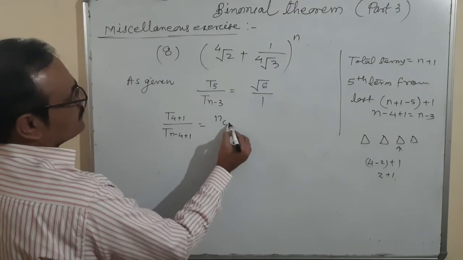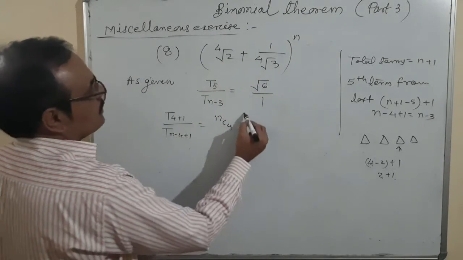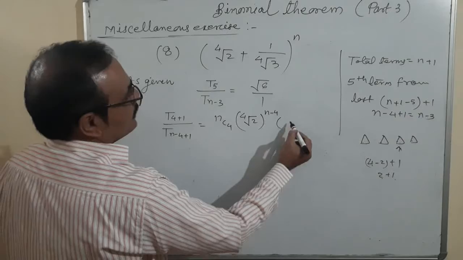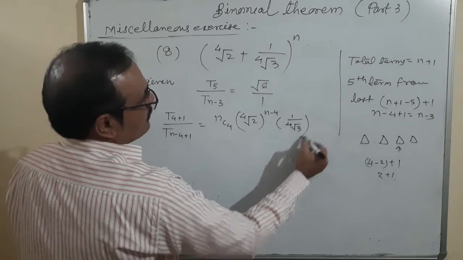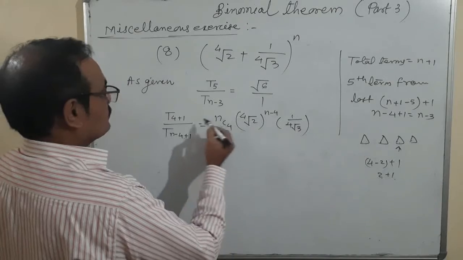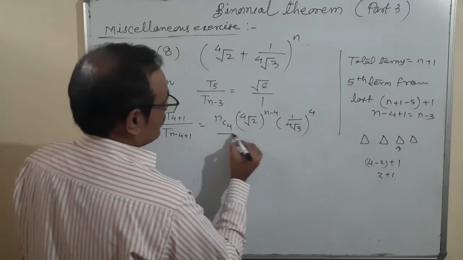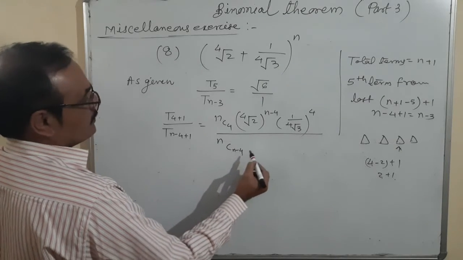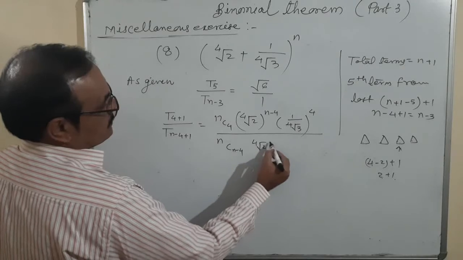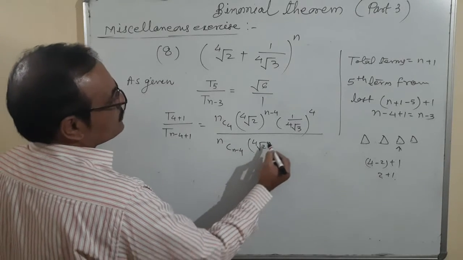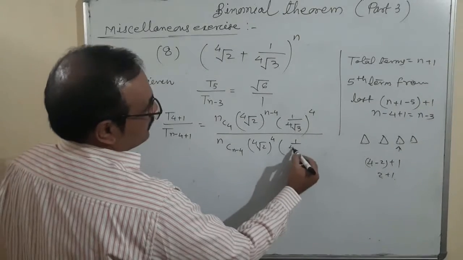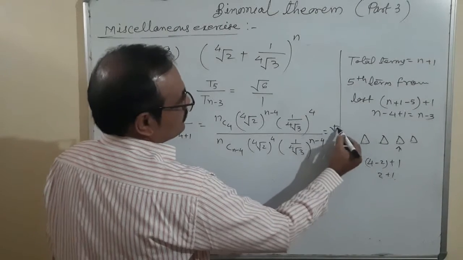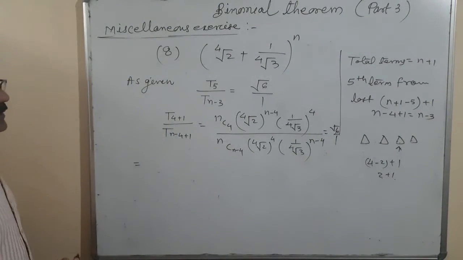So that means it is nC4 times 2 to the power n minus 4, into 1 upon 3 to the power 4 (order of surds 4), upon nC n minus 4, with 2 to the power n minus 4, and 1 upon 3 to the power n minus 4, is equal to root 6 upon 1. Is that okay? Picture is clear.